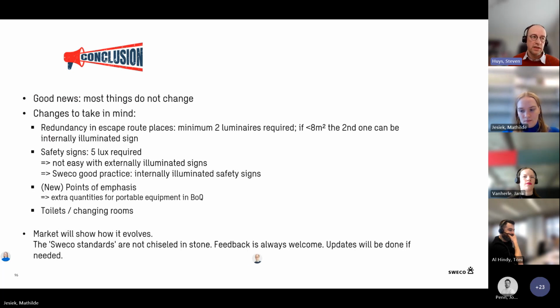But I think when you apply the things we put here as Sweco standards, you should meet all the requirements and you won't have a lot of problems in execution.